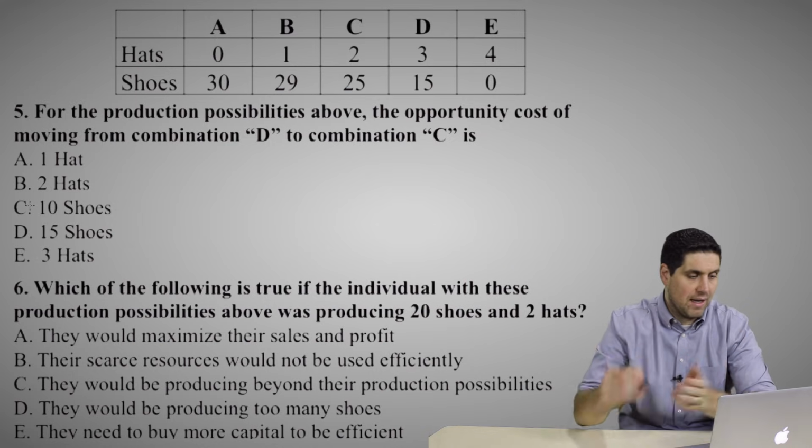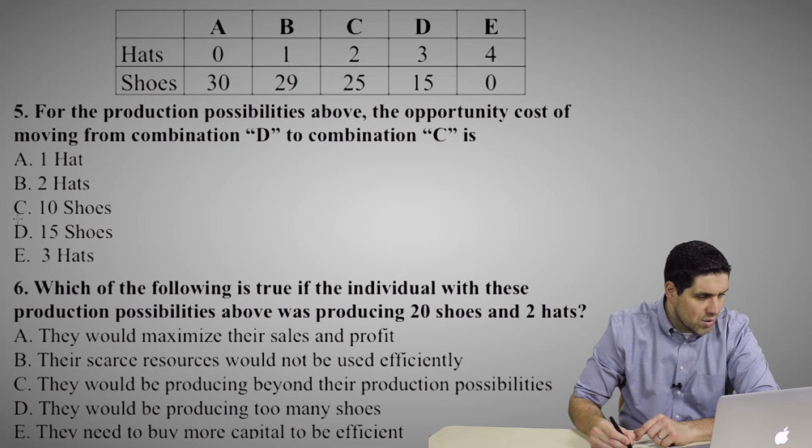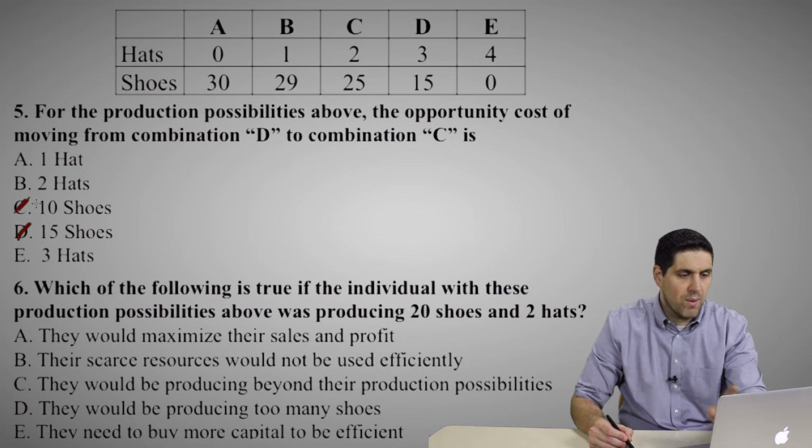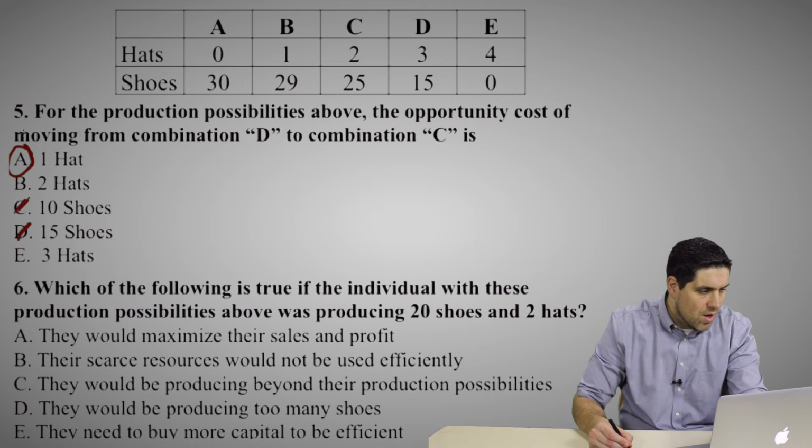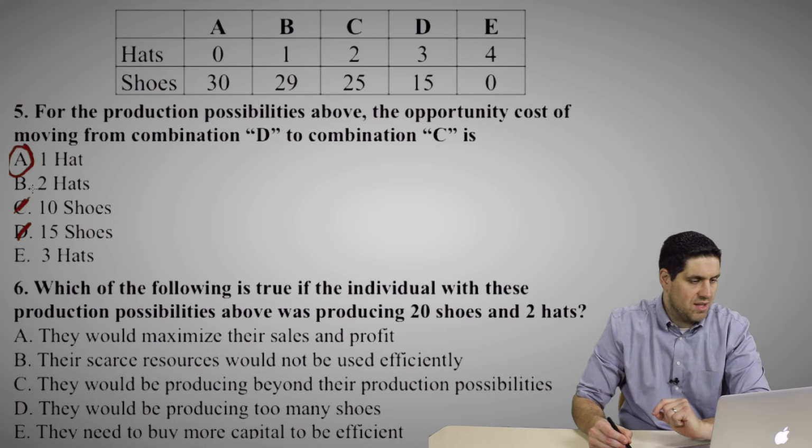It has nothing to do with what you're gaining. So all these things that talk about shoes, those are all incorrect. So C's wrong and D's wrong as well. The opportunity cost is what we're losing. Well, when we go from D to C, we go from 3 hats down to only 2 hats. And so the right answer has to be A, 1 hat. 1 hat is what we give up when we go from combination D to combination C. So 2 hats wrong and 3 hats wrong as well.